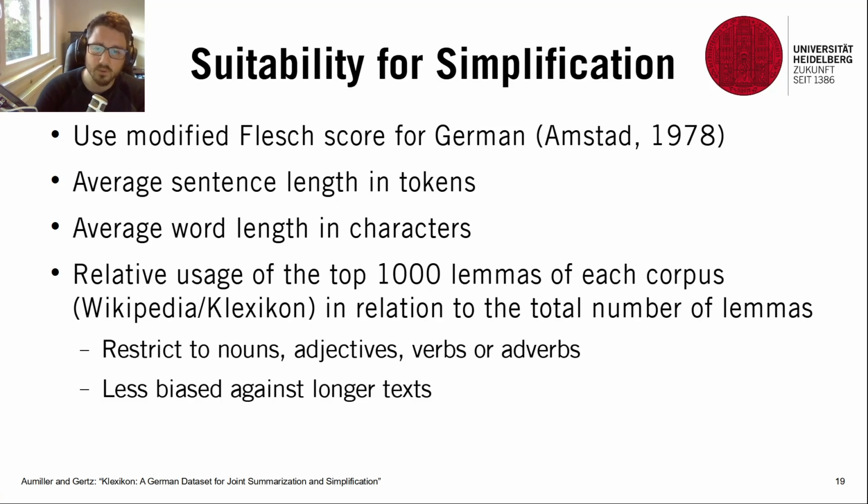What else we propose is a top 1000 lemma share, meaning that we compute the top 1000 lemmas based on nouns, adjectives, verbs, and adverbs for both Wikipedia and Klexikon, and then compare the usage of those top 1000 words against the overall number of lemmas appearing in the corpus. This is a way to compensate against the bias for longer texts, which otherwise would just mean that Wikipedia would be way worse than it should be in the relative usage.